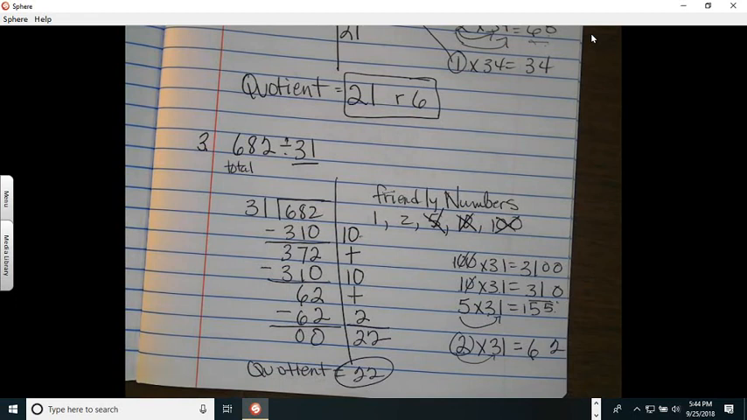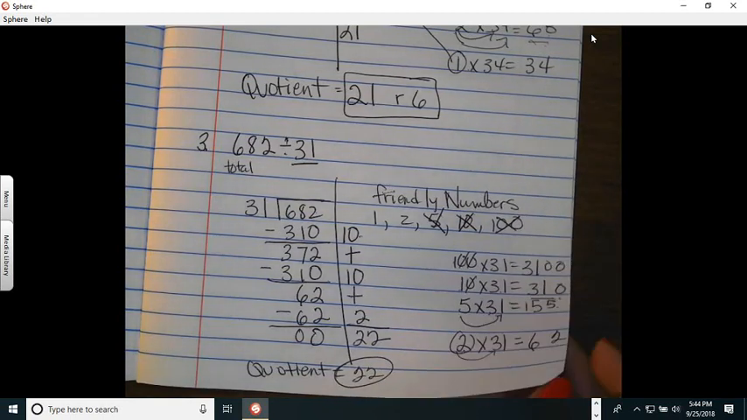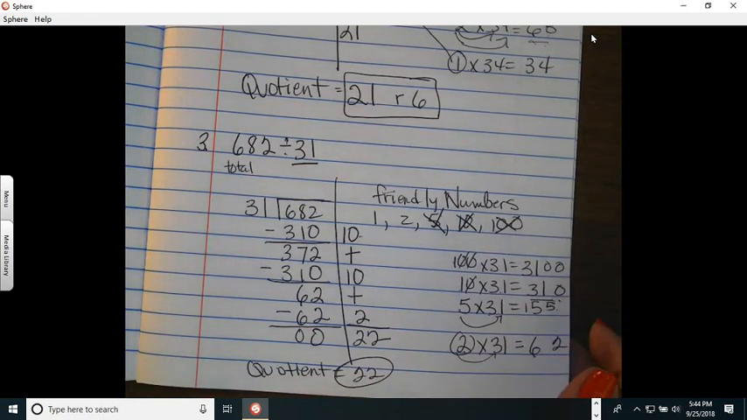All right. And then we used a vocabulary word today, divisible. So 682 divisible by 31, absolutely equal 22. All right, let's move on to number 5. So number 5 reads 284 divided by 32.